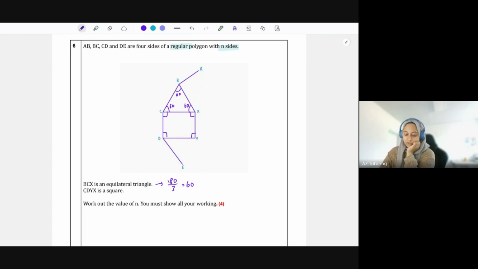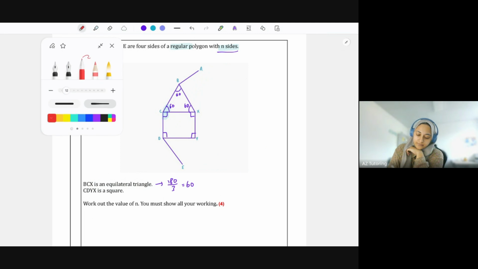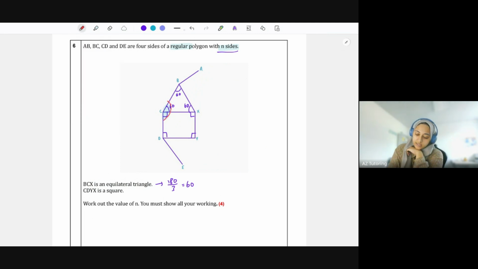Okay, it says work out the value of n. What is n? n is the number of sides. You must show all your working. So we need to find one of the interior angles. Now, I'm guessing we're using this triangle and square. Since we know this is 60 and we know that's 90, we can work out one of the interior angles there. That is an interior angle if I add 60 and 90. So I could just say the interior angle is 90 plus 60, which is 150.